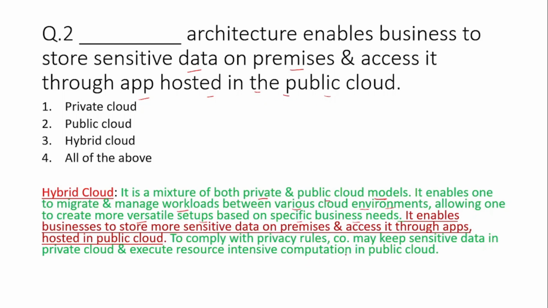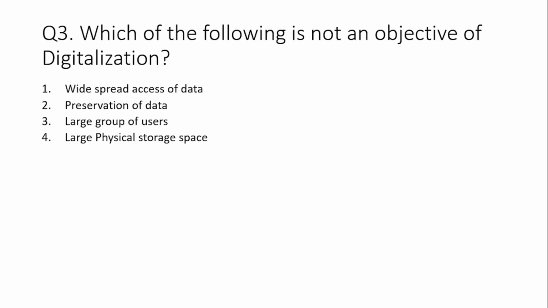To comply with the privacy rules, a company may keep sensitive data in private cloud and execute resource intensive computation in a public cloud. Hence the correct option should be option number 2, right? If you need more explanation of these topics, as I have already discussed, you can have a look at my videos. I have explained all these concepts in a very in-depth manner, right? Okay, let's move on to the next question.